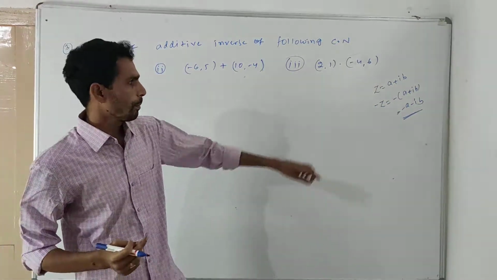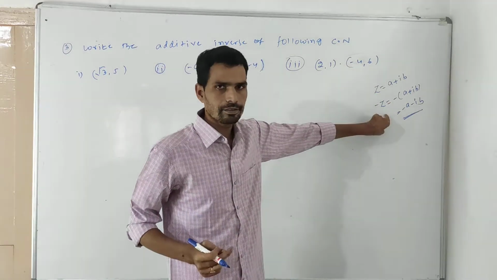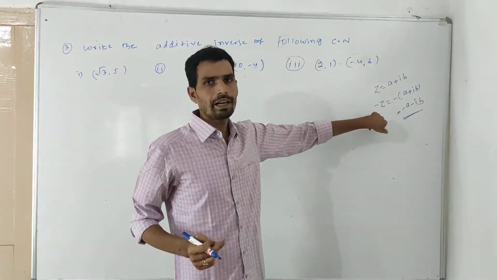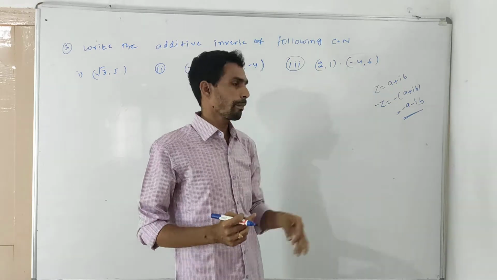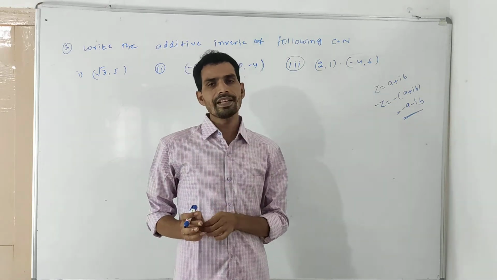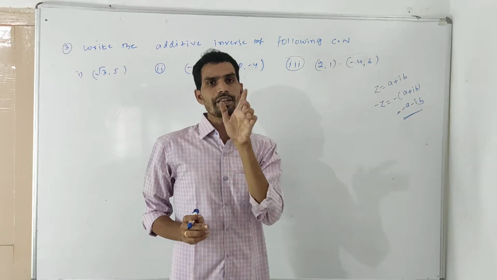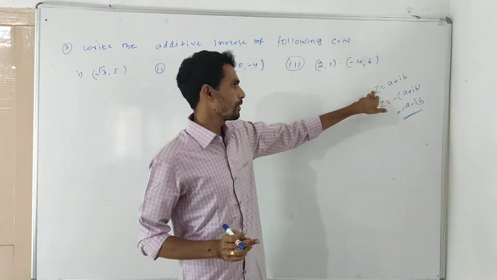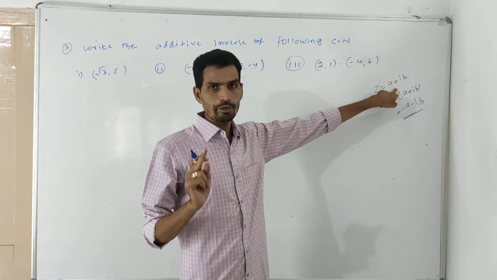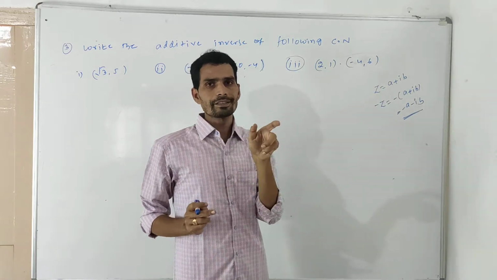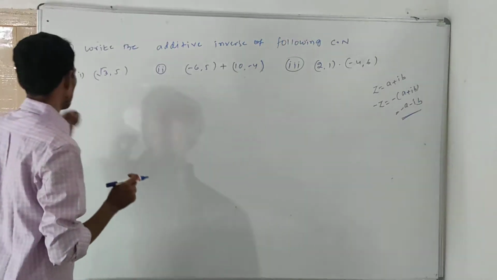Additive inverse means if plus z is given, we take minus z. Suppose they give minus z, we take plus z only. Z is equal to a plus ib is a complex number. Then its conjugate is z bar. But what you want? You are asking here additive inverse. What is additive inverse? If z is equal to a plus ib, then its additive inverse is minus z, minus of the total complex number.